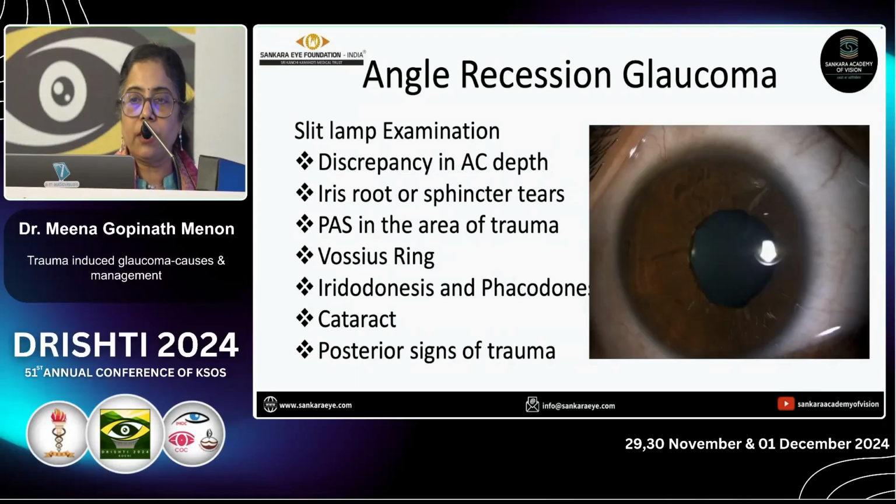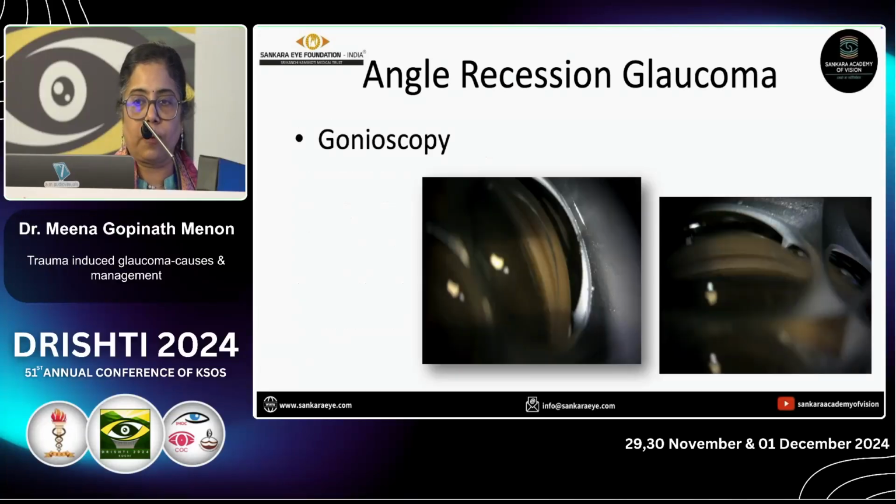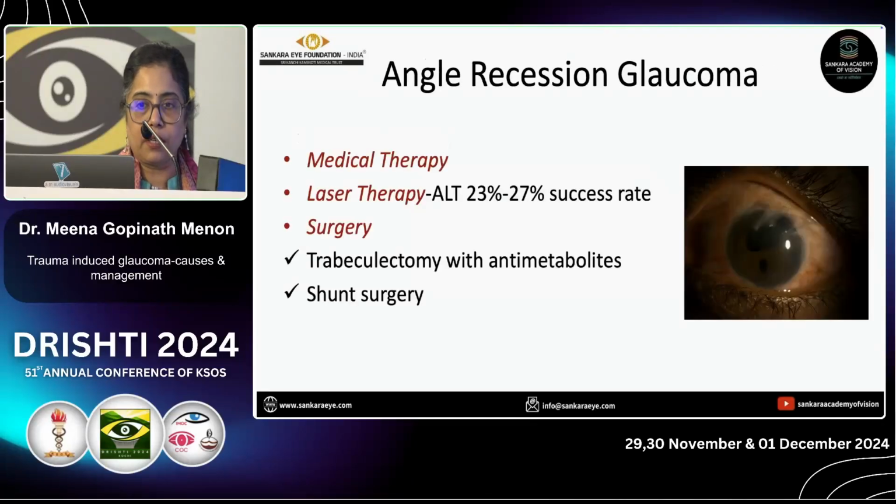Now, these are the various features which we can see in angle recession glaucoma. There can be an irregular AC depth, iris root or sphincter tears, peripheral anterior synechiae, Vossius ring, cataract, and other posterior signs of trauma. This is a typical gonioscopic finding, wherein there is a broadening or a grayish band which is seen in gonioscopy, like a widened ciliary body band. Always try to compare with the other eye to understand whether it's a normal appearance or an angle recession.